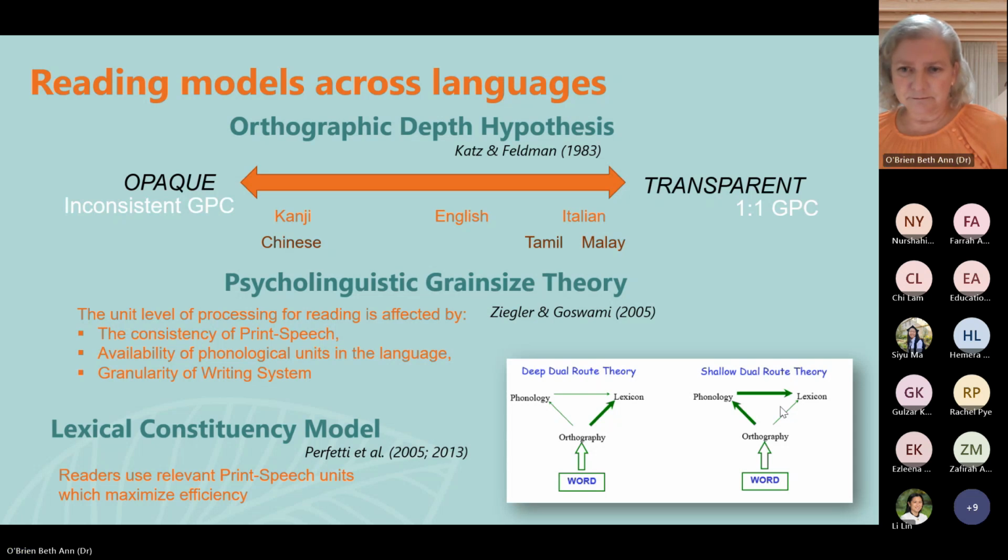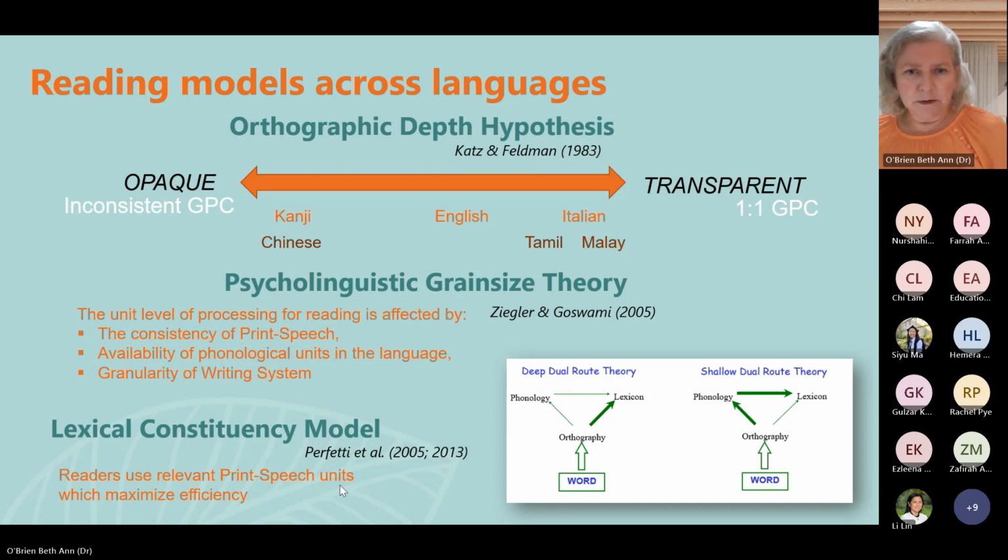Whereas for alphabetic languages, particularly the transparent alphabetic languages, these encode smaller units of speech, either more or less consistently. So the transparent languages would prompt the reader to use the smallest grain size of phonemes, whereas, as mentioned, those who read a more opaque or deeper orthography might use a larger grain size that's more effective or efficient or consistent.